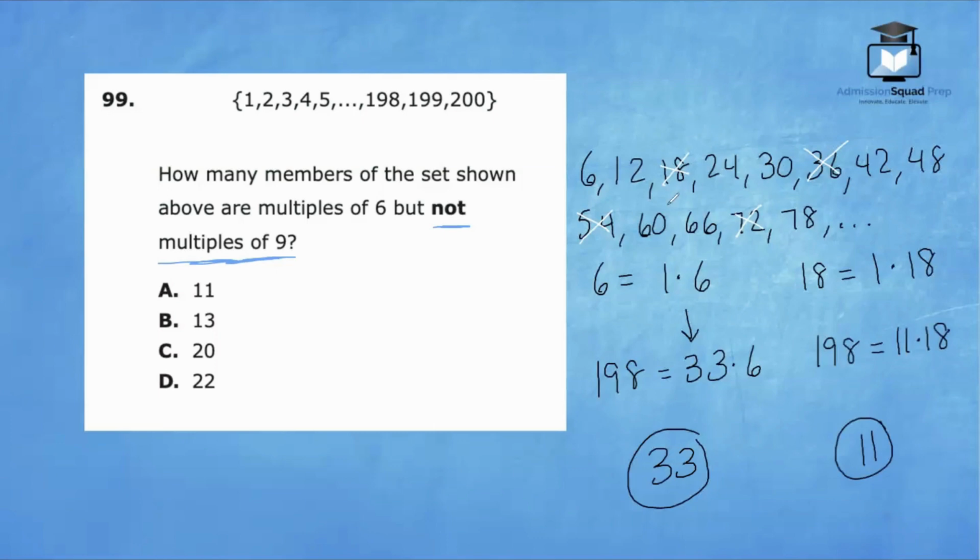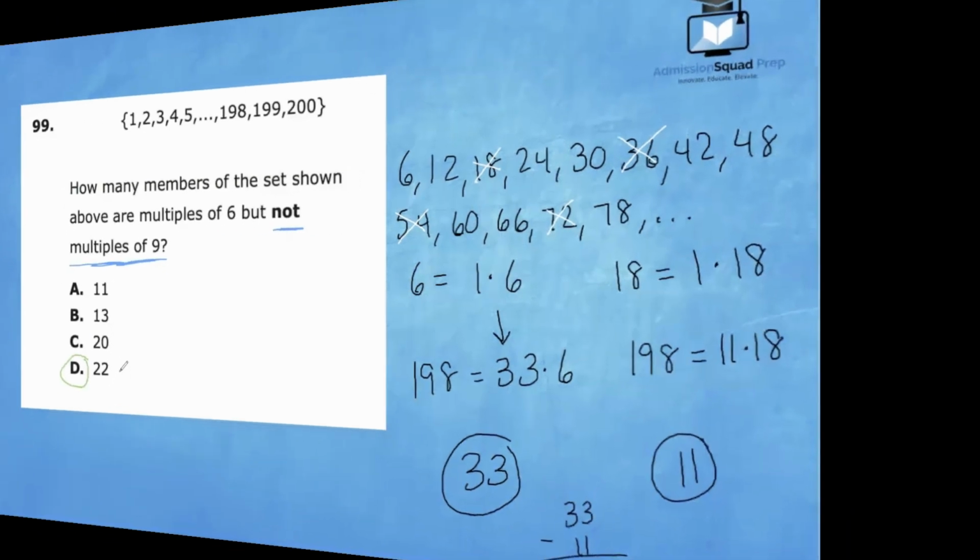Notice from our example here up above, we want to remove all of the multiples of 18. So we're going to subtract 11 from 33. 33 minus 11 is 22. So the correct answer is choice D.